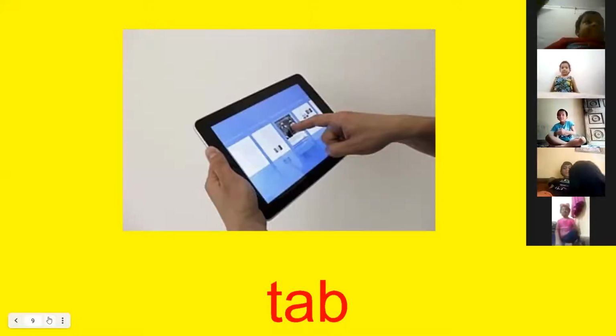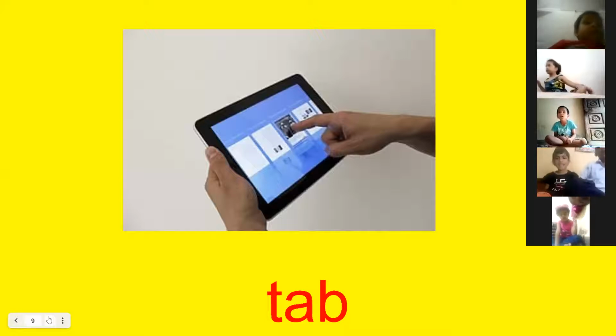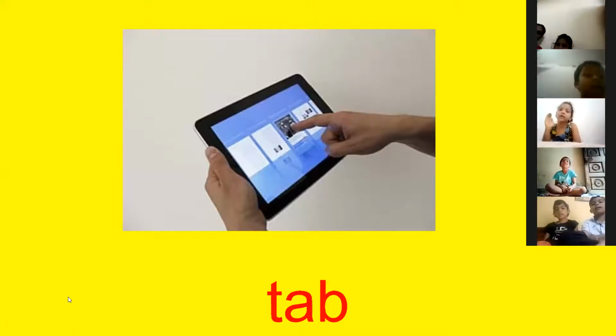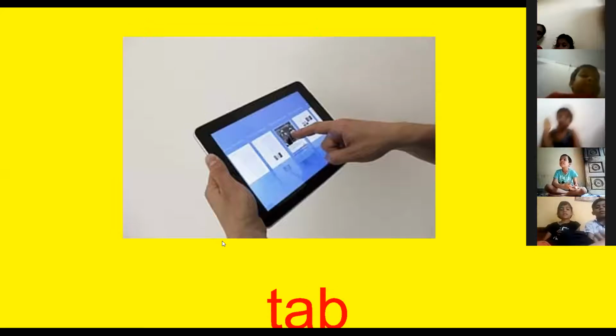What is this? Gaurav, tell me what is this. Tab. Tab. Very good. And Doha, how are you going to read this?